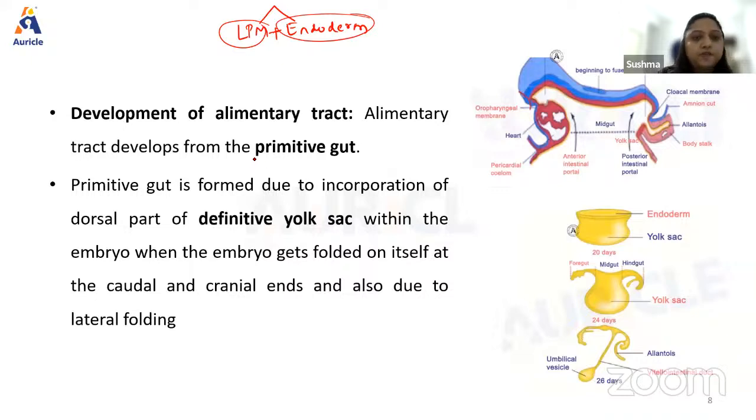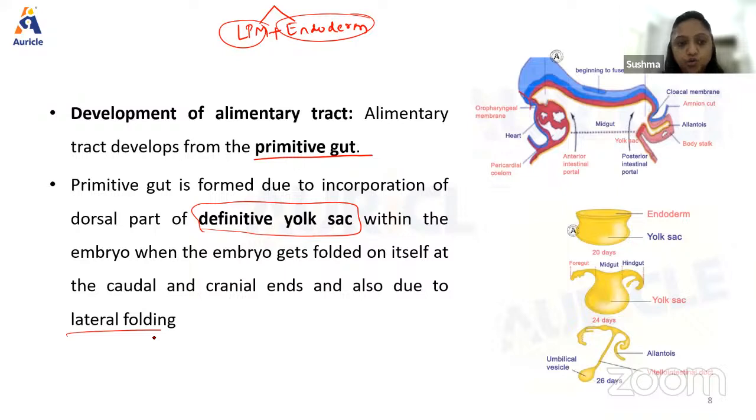The alimentary tract develops from the primitive gut. The primitive gut is formed due to incorporation of the dorsal part of the definitive yolk sac within the embryo when the embryo gets folded on itself at the caudal and cranial ends, and also due to lateral folding. What does this mean, guys? We have heard the term yolk sac so many times. There is primary yolk sac, secondary yolk sac, and definitive yolk sac.